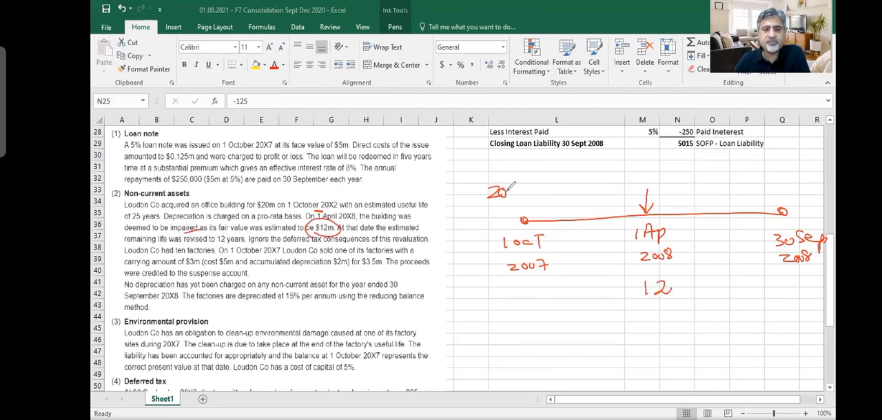Before, when we purchased, it was 20 million. At that date, the estimated remaining life was revised to 12 years. So from this period onward, we revise the life and it will have a further 12 years. So 12 million will be the book value and 12 years will be the life. Ignore the deferred tax consequences of this revaluation.